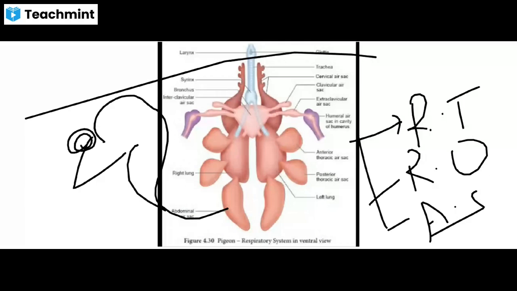Next, the olfactory sacs open into a buccopharyngeal cavity. Why is it called buccopharyngeal cavity? Because the buccal cavity and pharynx are united. So it is called a buccopharyngeal cavity, by a pair of openings called internal nostrils.